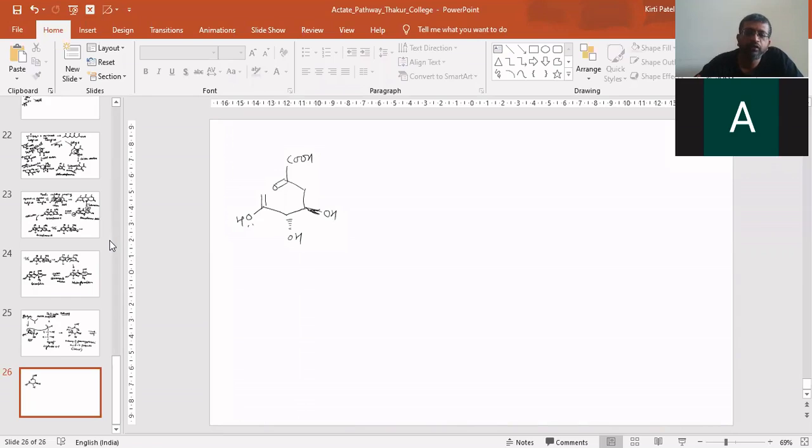Then it will undergo keto-enol tautomerism. On keto-enol tautomerism, this attacks this carbonyl carbon, so that we will have a 1, 2, 3, 4, 5 and 6 membered ring. And here again the stereochemistry will be retained.